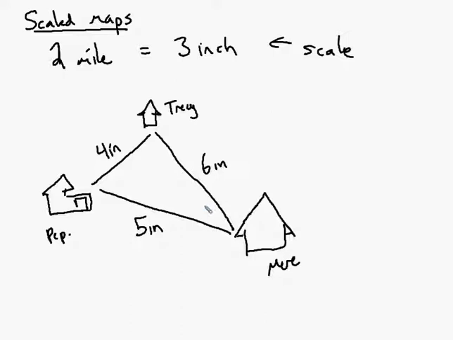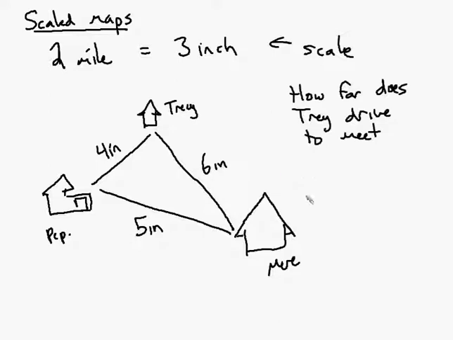Okay, because this is on my map. And I want to know, well, how far does Trey drive to meet up at Peppermint Patty's house? That must mean that Marcy's over there, hanging out, because it's Peppermint Patty's house after all.